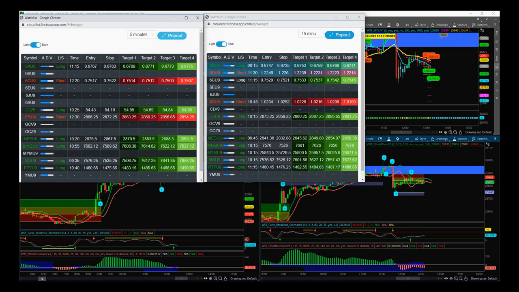So it told you whether it's long or short. It told you the time the signal was given, and then the entry price, the stop loss, and the target zones. Again, this is real time. You will get an audible alert when a new signal comes along. The same on the 5 minute here.